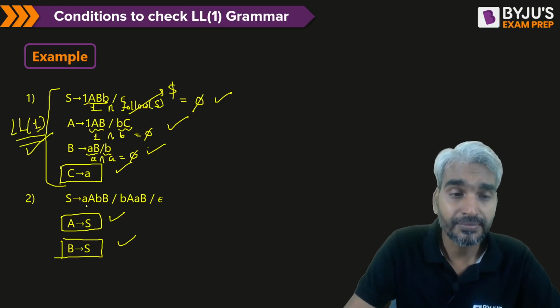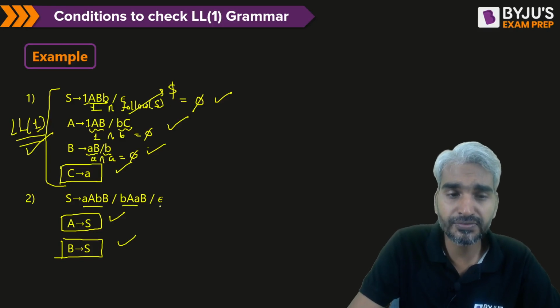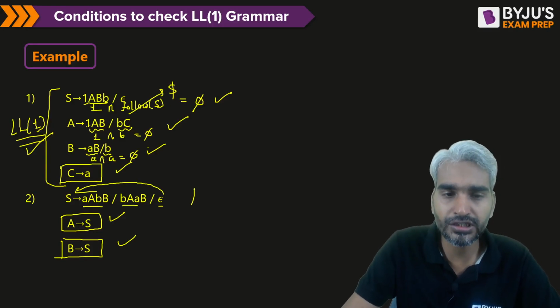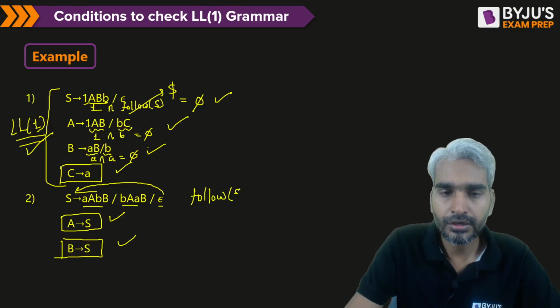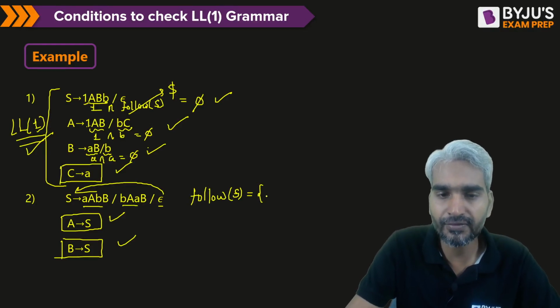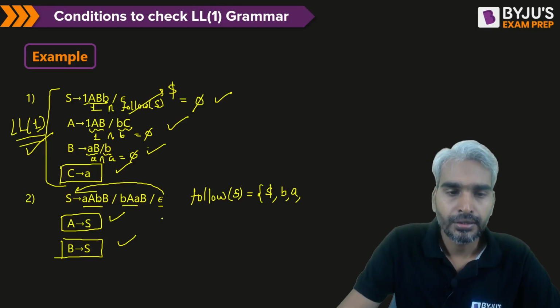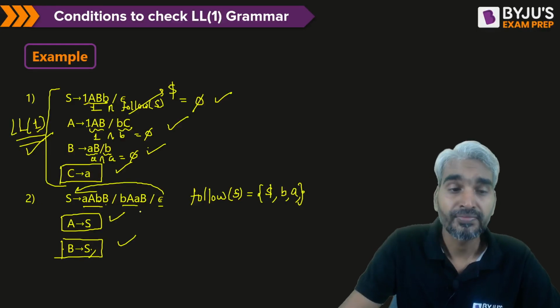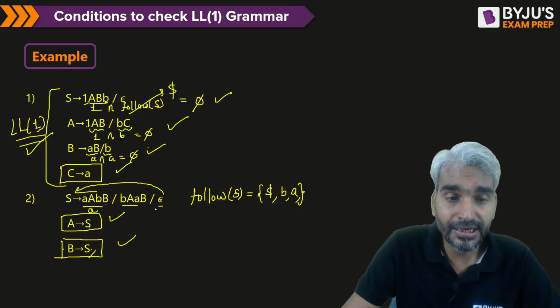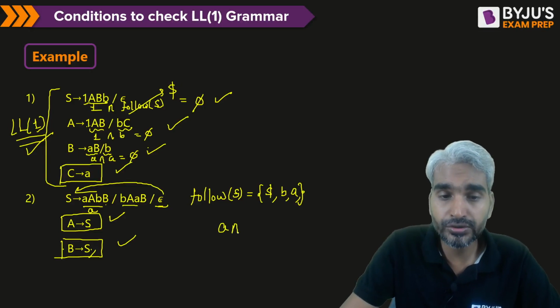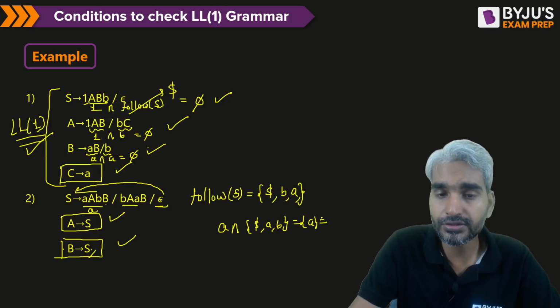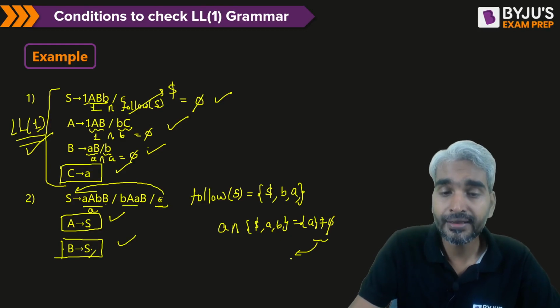Let's check here. We will check first of this with respect to epsilon, so we will have follow of S. What is follow of S? Initially, S is the starting symbol, therefore dollar. Apart from that, because of S, follow of A will include B comma A. Because of this, follow of B will be follow of S. Nothing new, therefore this is okay. But when you check, the first of A is this and follow of S is dollar, A, B. So A intersection dollar, A, B is equal to A, which is not equal to phi. Not equal to phi, therefore not LL1.